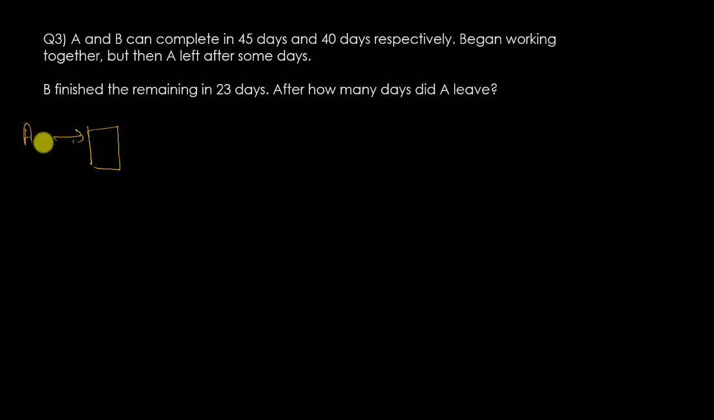So if A is employed to finish this wall building, he will take 45 long days to finish this work. Working 1 by 45th of the work per day. Likewise, he will be able to finish one work. B, on the other hand, is faster. He takes only 40 days to finish this work. That is 1 by 40th of the work per day. Now, they both began working together, but then A left after some days.